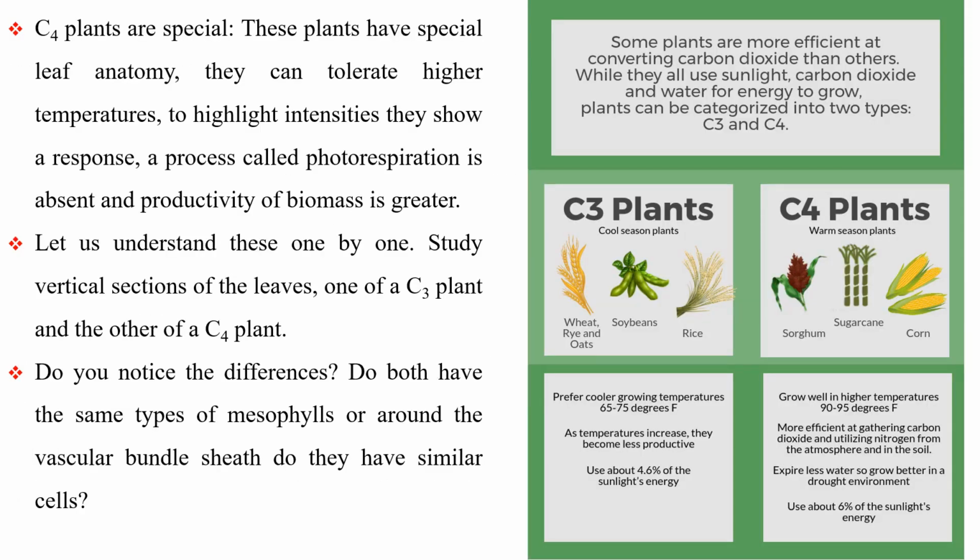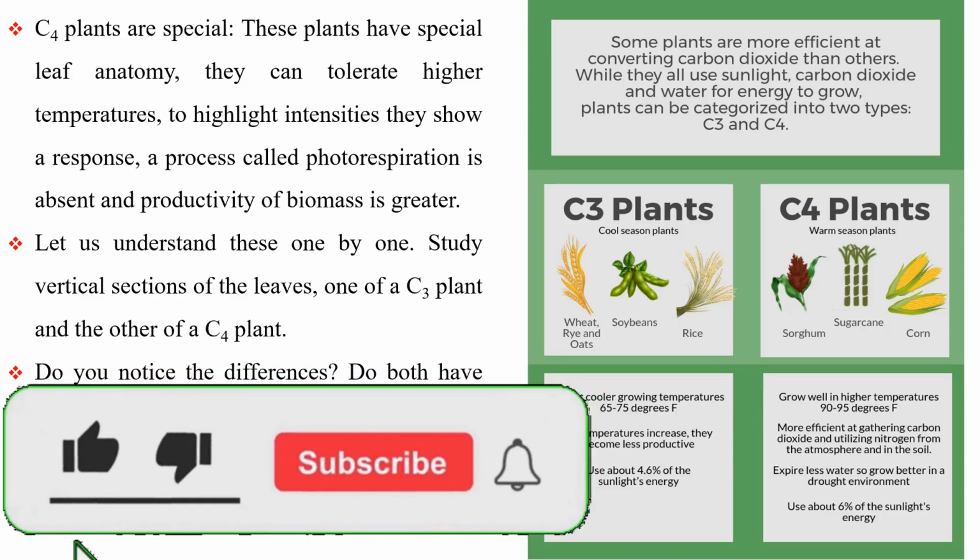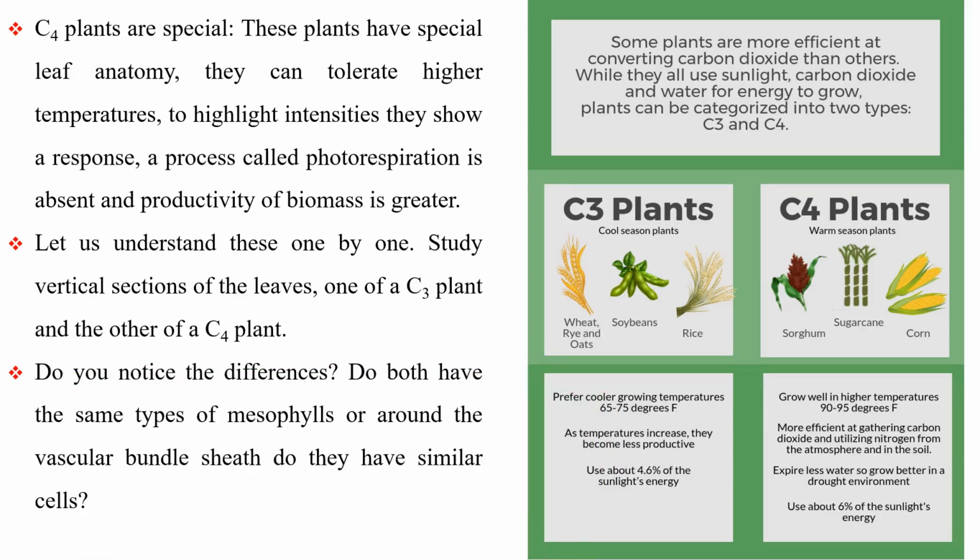C4 plants are special. These plants have special leaf anatomy. They can tolerate higher temperatures and high light intensities. They show a response where a process called photorespiration is absent, and productivity of biomass is greater. Let us understand these one by one.